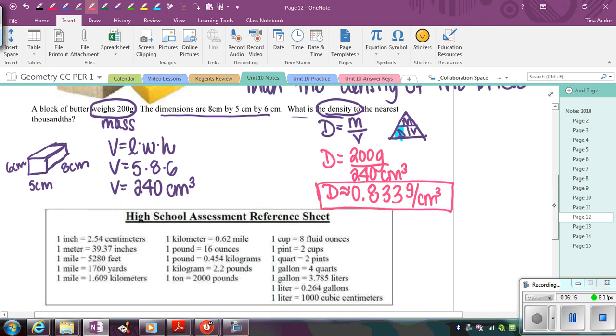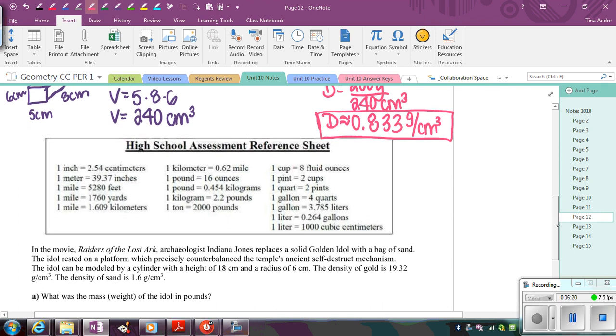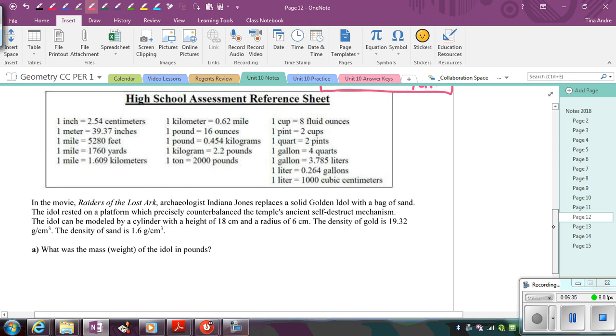So the next little piece here in your notes, that's just the portion of the high school reference sheet that you guys will have given to you on all exams, including the Regents. And that just gives you some conversions that might not be as well known. So this is just something to keep in mind, and we're going to actually use it for this next problem. So let's go ahead and read through this next problem.